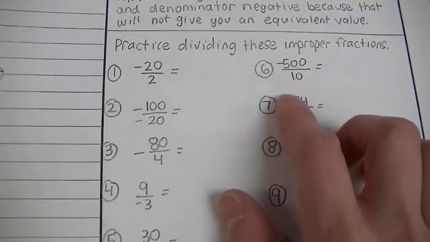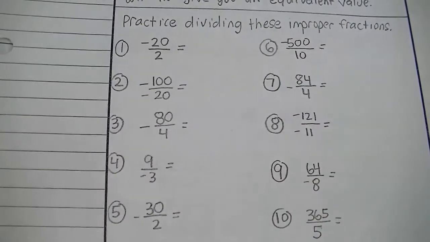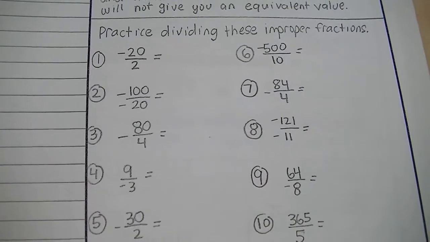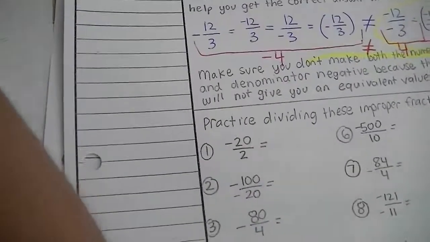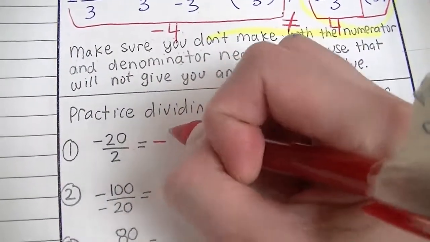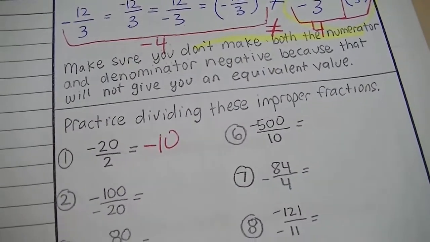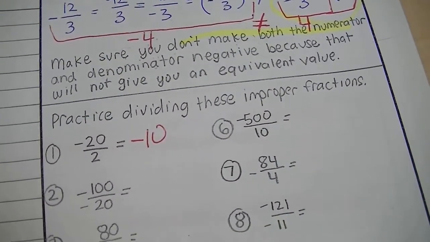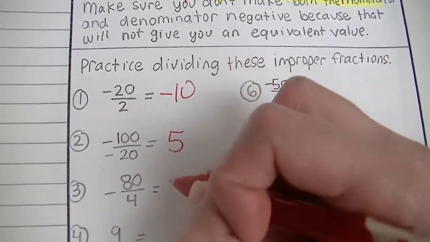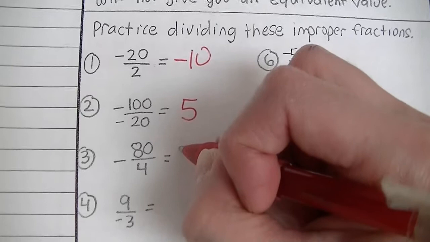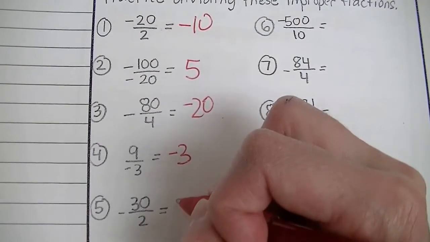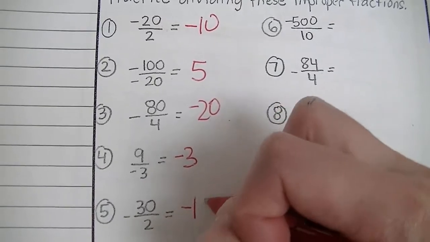Okay, practice dividing these improper fractions. I would pause the video, see if you can do them by yourself, but I'm going to go ahead and keep going right here. Okay, so this right here, a negative divided by a positive is going to give you a negative 10. Let's see, right here is going to give you a positive 5. Right here, negative 20. Right here is negative 3. Right here is negative 15.